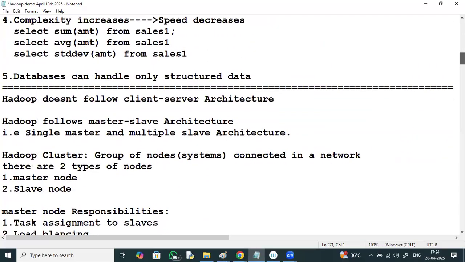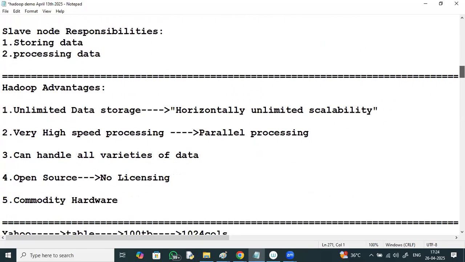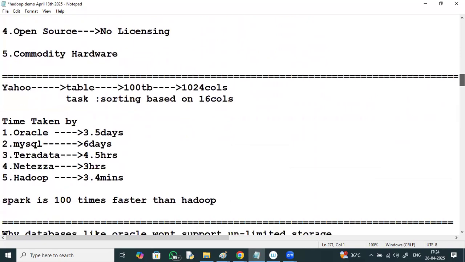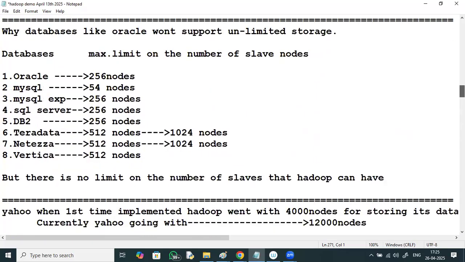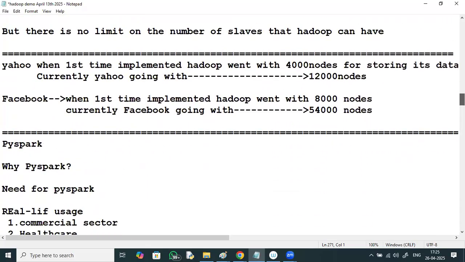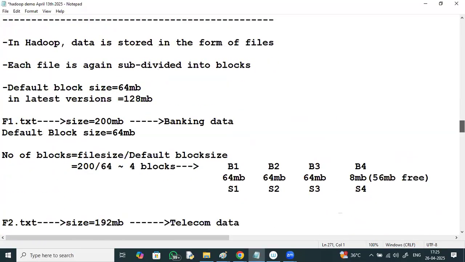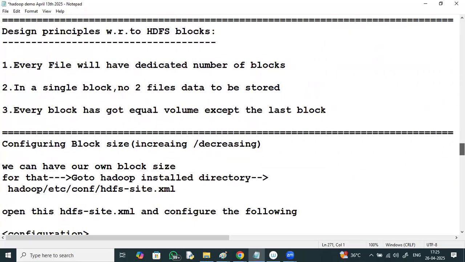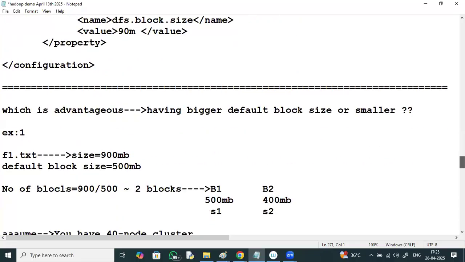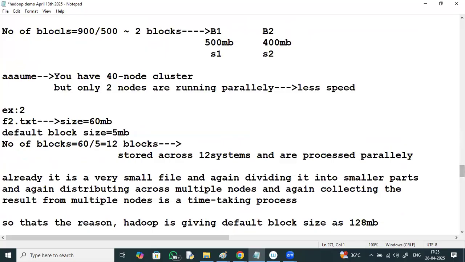Drawbacks with the databases, client server architecture, single master and master responsibilities, slave node responsibility, Hadoop advantages, Hadoop proven in the market, storage point of view, processing point of view, why databases like Oracle won't support unlimited storage, right? And how exactly data is stored and processed in Hadoop, and design principles with respect to HDFS blocks, configuring block size, which are the advantages of having a bigger default block size than a smaller one, right? Okay, fine.